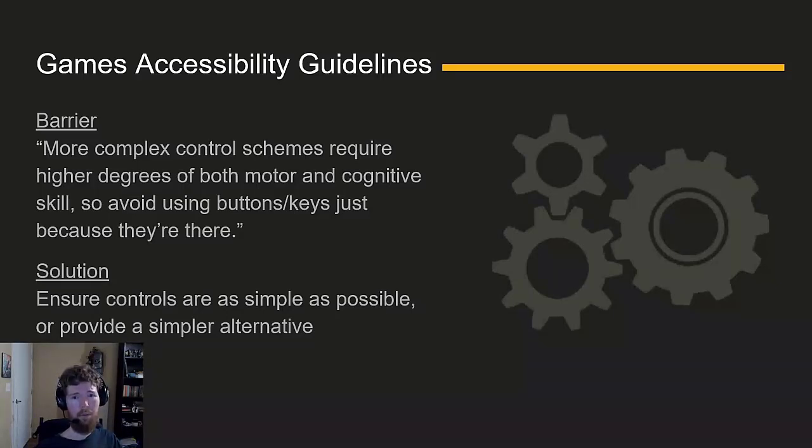The example I've chosen to highlight here is the idea that more complex control schemes require higher degrees of motor and cognitive skill. So if you're able to make those controls simpler, they are inherently more accessible. This is a great place to start if you're just beginning your game's accessibility journey.